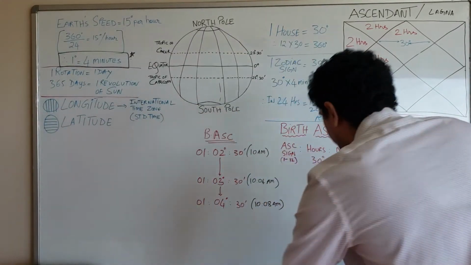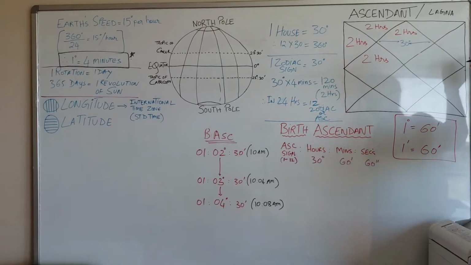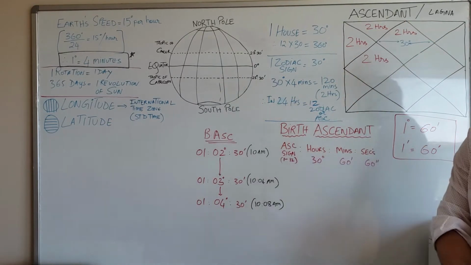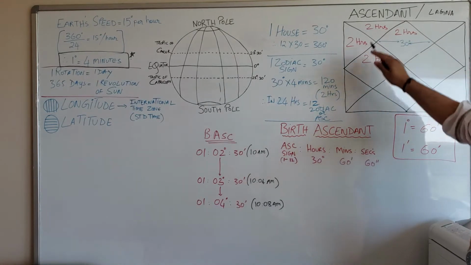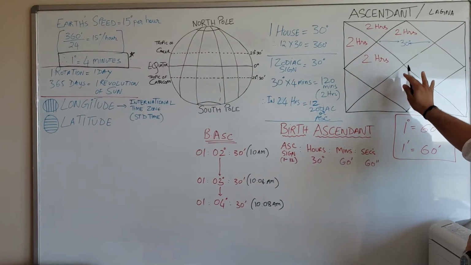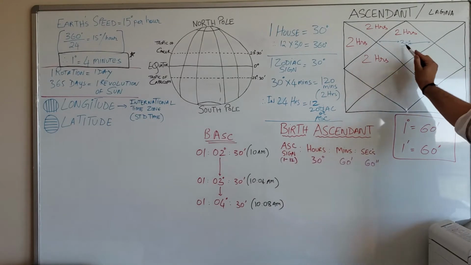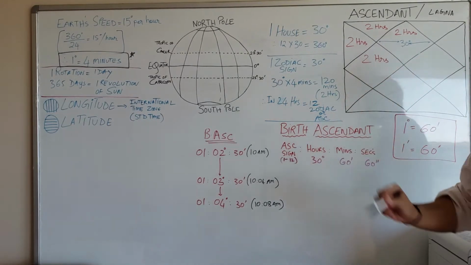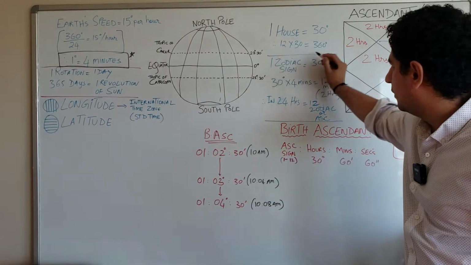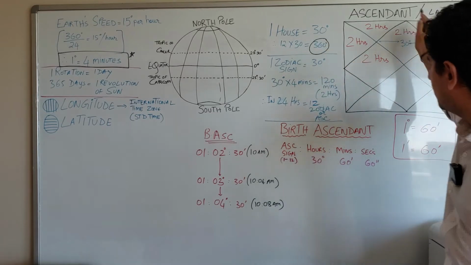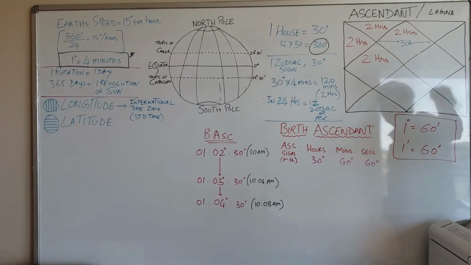Now over here, as you can see, I have made these 12 boxes. These 12 boxes are the 12 houses of the ascendant, or the 12 houses of the birth chart, and each house is of 30 degrees. Each house constitutes 30 degrees, so to complete 12 houses it's going to take 360 degrees. So it's a 360 degree birth chart.